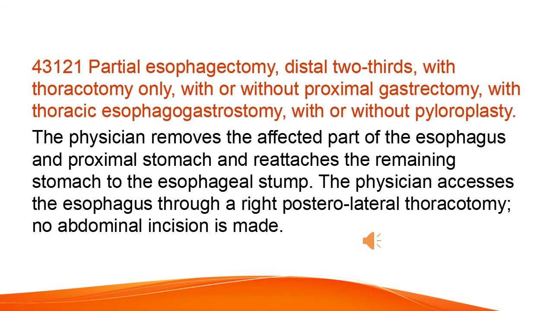Partial esophagectomy, distal 2/3, with thoracotomy only, with or without proximal gastrectomy, with thoracic esophagogastroscopy, with or without pyloroplasty. The physician removes the affected part of the esophagus and proximal stomach and reattaches the remaining stomach to the esophageal stump. The physician accesses the esophagus through a right posterolateral thoracotomy, no abdominal incision is made.